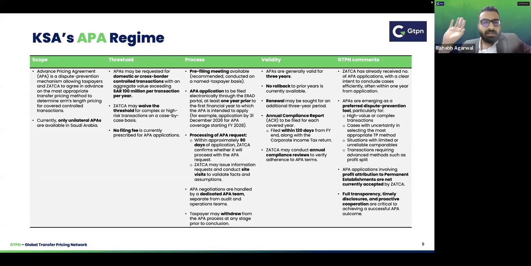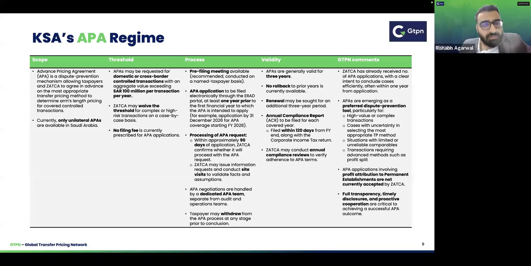However, they've set a materiality threshold of 100 million Saudi riyals. So if the transaction value exceeds 100 million Saudi riyals, then you can apply for an APA, but it is only and only an indicative threshold. If your transaction is complex enough or it's a very high risk transaction and it is less than 100 million Saudi riyals, you can still apply for an APA. This threshold will be waived off by ZATCA. Of course, they have the decision making in their hand and they have the discretion with respect to this threshold, right?